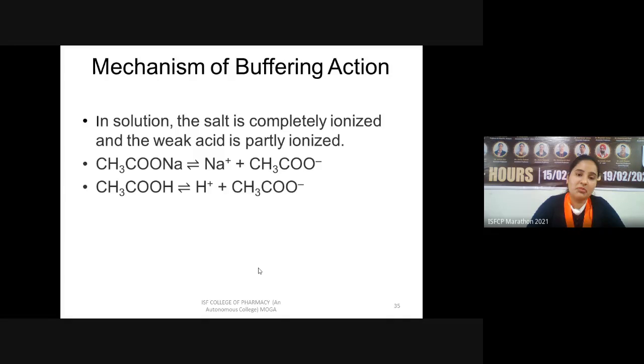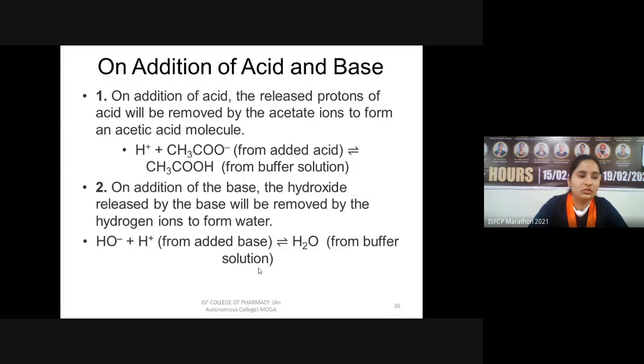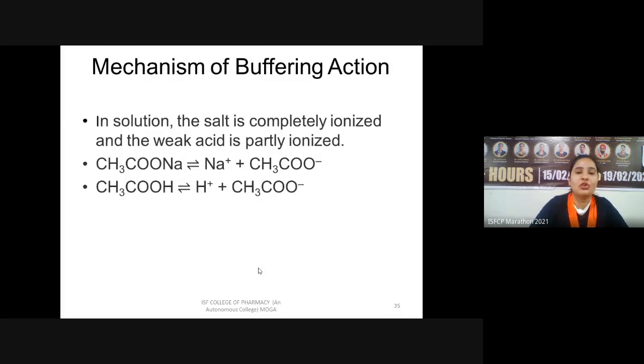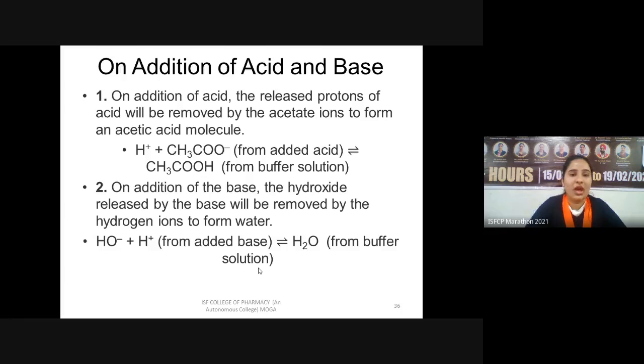Similarly, the salt, sodium acetate, will dissociate into sodium ions and acetate ions. Now here we have acetic acid, and we have acetate ion from both the equations, from equation number 1 as well as equation number 2. Now what happens to the solution when we add acid or base? What is going to happen on addition of an acid or a base?